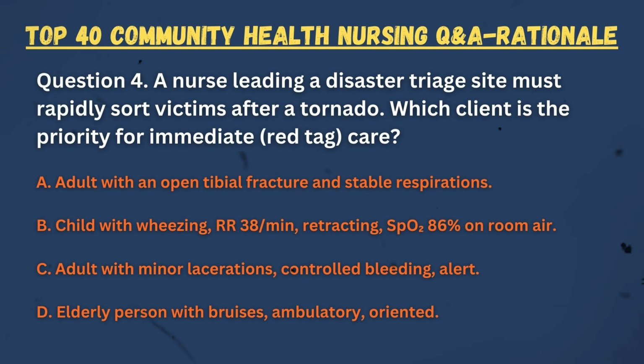Question 4. A nurse leading a disaster triage site must rapidly sort victims after a tornado. Which client is the priority for immediate red tag care? A. Adult with an open tibial fracture and stable respirations. B. Child with wheezing, RR 38 per minute, retracting, SpO2 86% on room air. C. Adult with minor lacerations, controlled bleeding, alert. D. Elderly person with bruises, ambulatory, oriented.